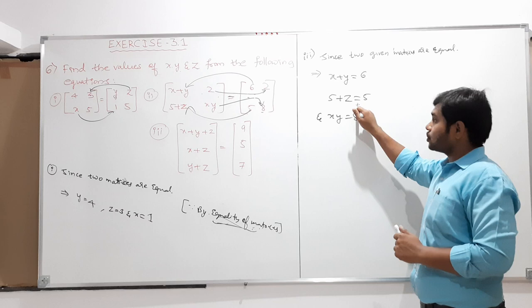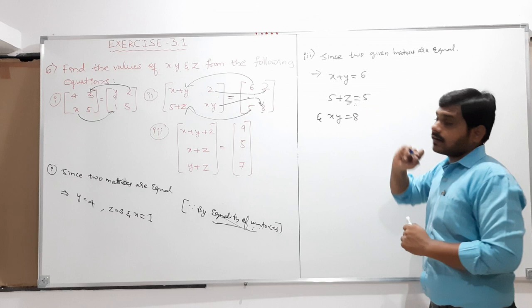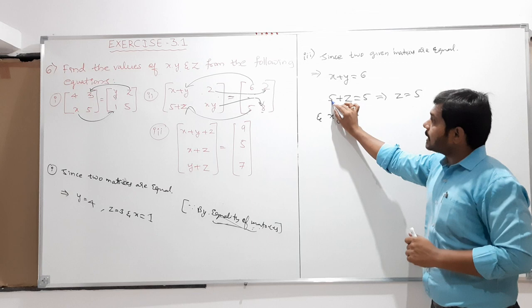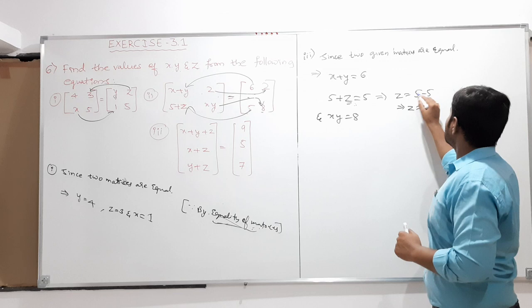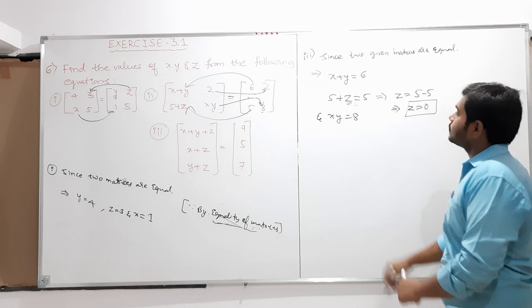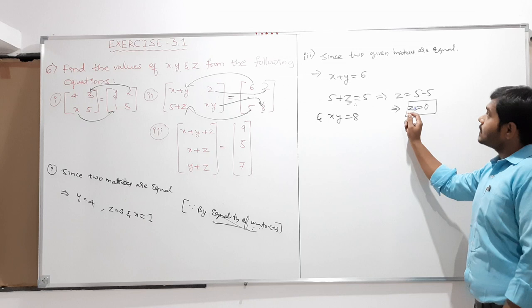Because I can easily get the z value. This implies z equals 5; if I send the plus 5 to this side, it becomes minus 5. So this implies that z is equal to 5 minus 5, which is equal to 0. I am using the condition, the z value I am finding here, easily I can find. So 5 plus z is equal to 5.